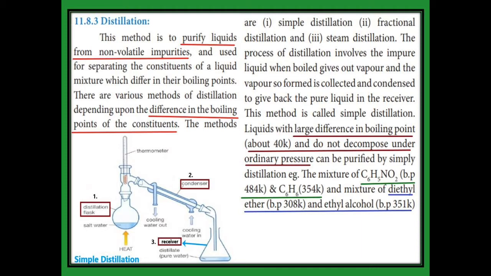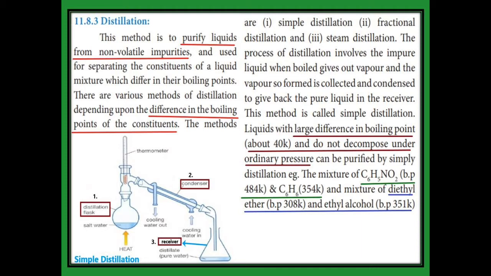Suppose the boiling point difference is above 40 Kelvin, then we can use the simple distillation process. Then the compound should not decompose under ordinary pressure. If these two conditions are satisfied, we can use the simple distillation process. What are the conditions? Two conditions: the boiling point difference should be above about 40 Kelvin, and the compound should not decompose under ordinary pressure. Then we can use simple distillation to separate the organic compounds.